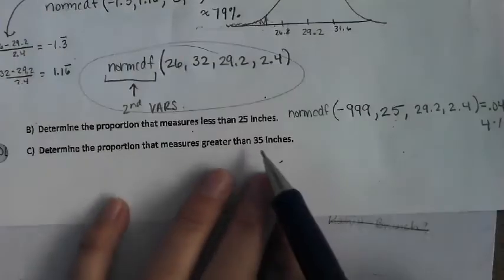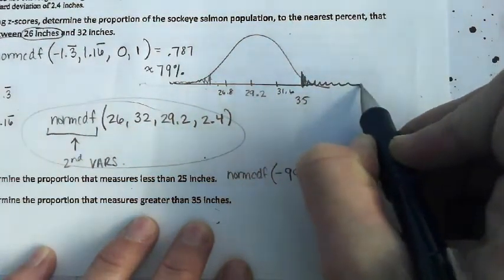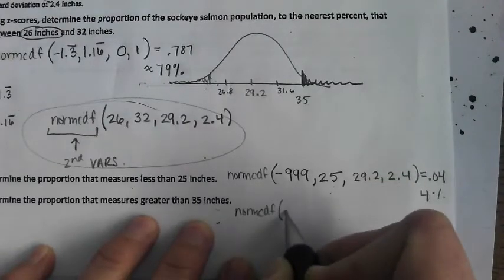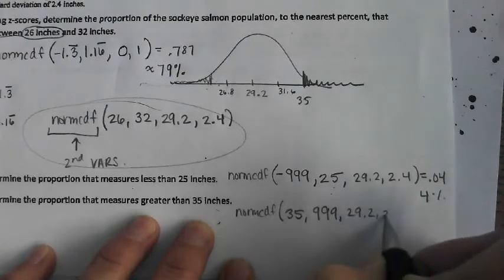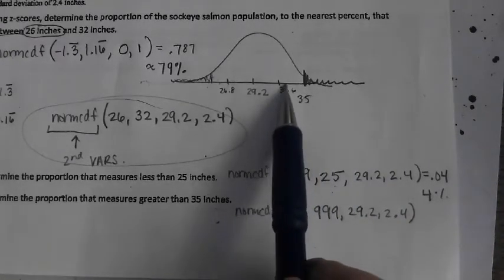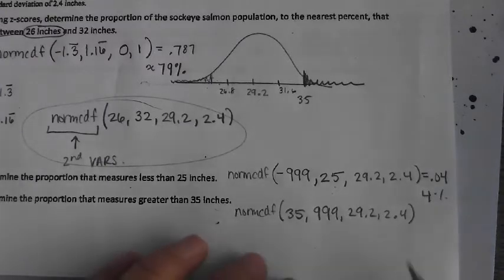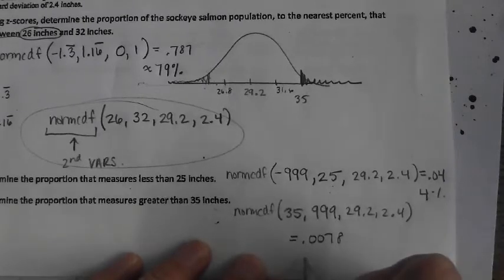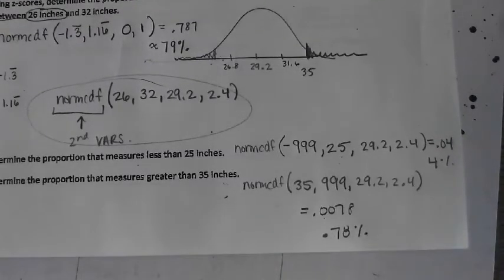Okay? And then greater than 35 inches, look up here. 35 is going to be here. We want the proportion, anything that's greater than 35. So when I do my Normcdf, what's my lower end? 35. My upper end? Positive 999, to kind of tell your calculator that you're going to infinity. So one more time, Normcdf. Again, I expect this to be almost teeny tiny because that's multiple standard deviations above. 35 to 999. And I get 0.0078, which is about 0.78%. So less than 1% of the fish will be that big. Okie doke? Any questions?